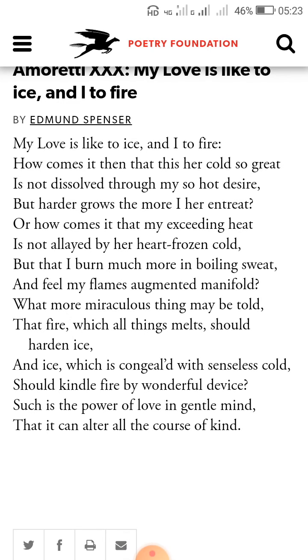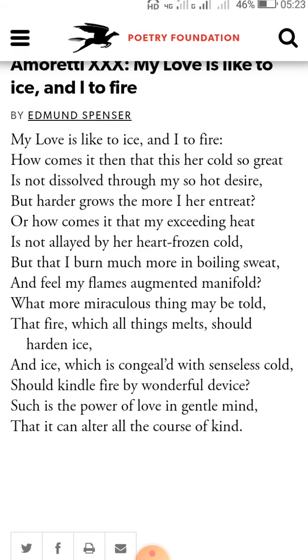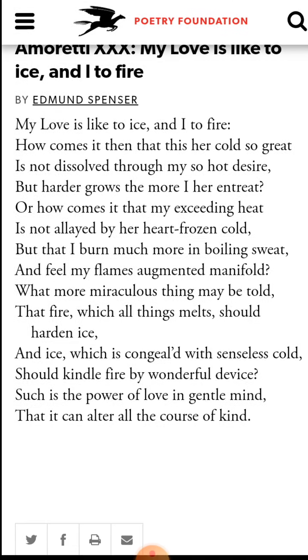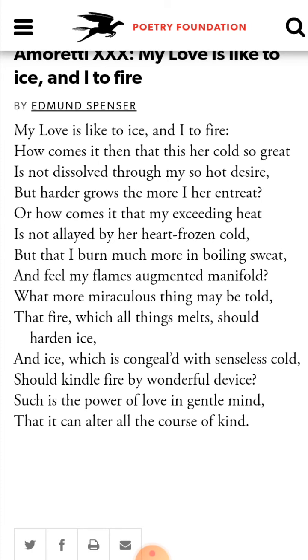As we know, a sonnet is a 14-lined poem in iambic pentameter. We have 3 quatrains followed by a couplet. There are 3 questions in 3 quatrains, and these are answered in the last couplet.